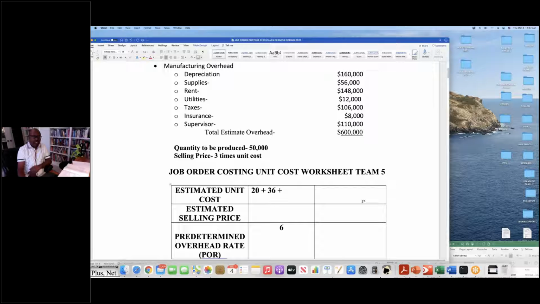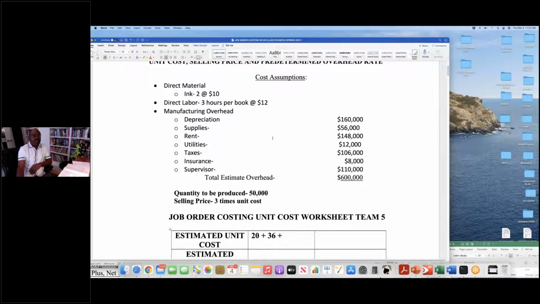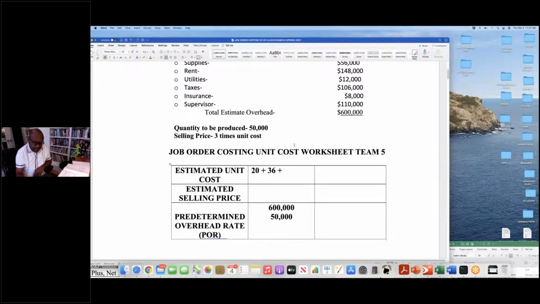Put in the total overhead. That's on the first line. Then we put in the quantity to be produced, 50,000. Then on the next line, we're gonna look at our productivity, and that productivity is what? 3. Okay. Next, on the next line comes what? The total hours it's gonna take for us to make this item. So what's total hours gonna be?